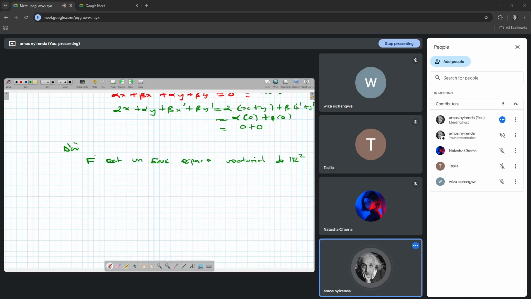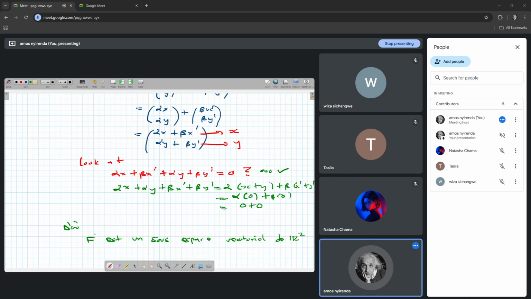Now, do you think F is an espace vectoriel? We have just shown that F is a sous-espace vectoriel. But is F an espace vectoriel? What do you think, Natasha? Wiza, is F an espace vectoriel?